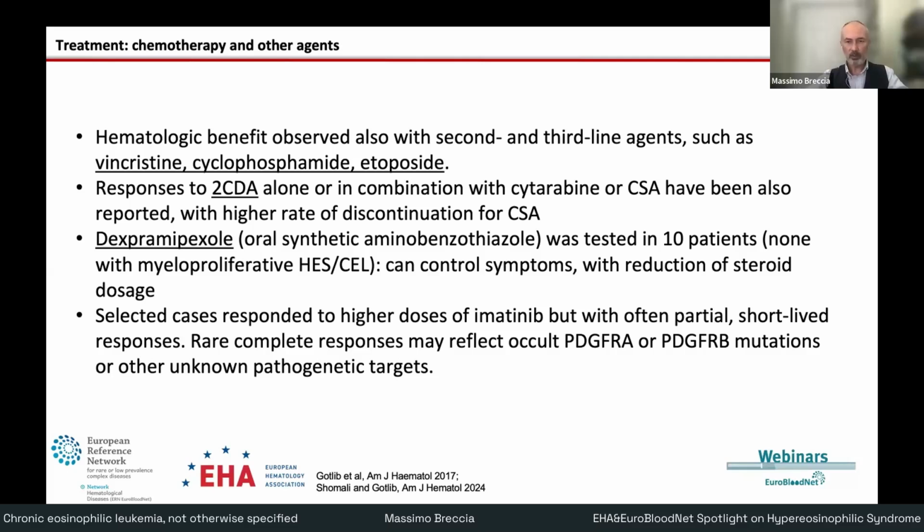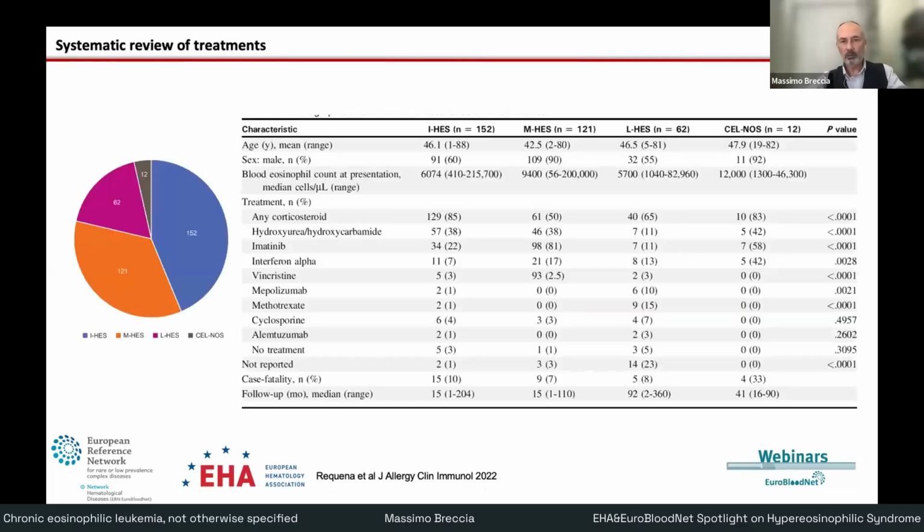If we see responses in this type of patients, probably these patients had a cryptic PDGF receptor alpha or beta mutation or other unknown pathogenetic targets, so they could not be defined as CEL-NOS. A recent systematic review of treatment has also been reported, in which only 12 patients with this rare diagnosis were included, and as you see, the most frequently used treatments are steroid, again hydroxyurea, and interferon alpha.